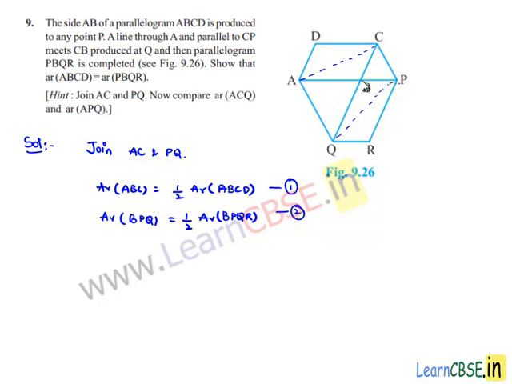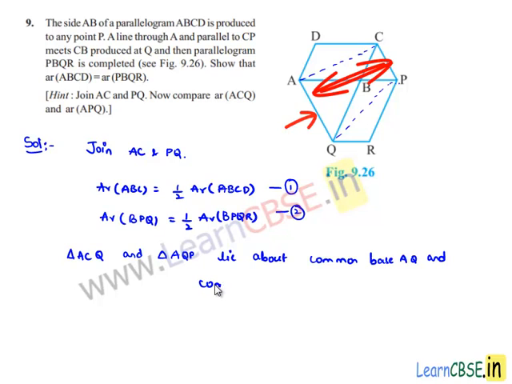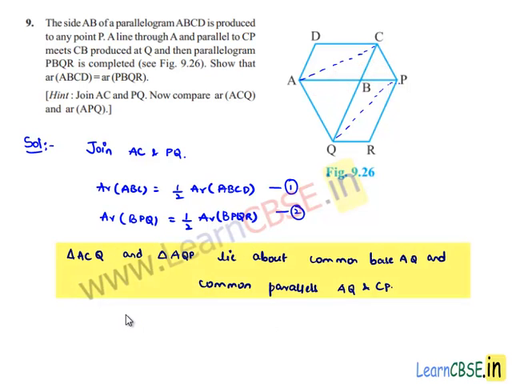Now here triangle ACQ and triangle AQP lie on the common base AQ and in between the common parallels AQ and CP. Therefore, areas of two triangles lying in between the common parallels and on a common base will be equal. Therefore, here we can equate area of triangle ACQ is equal to area of triangle AQP.